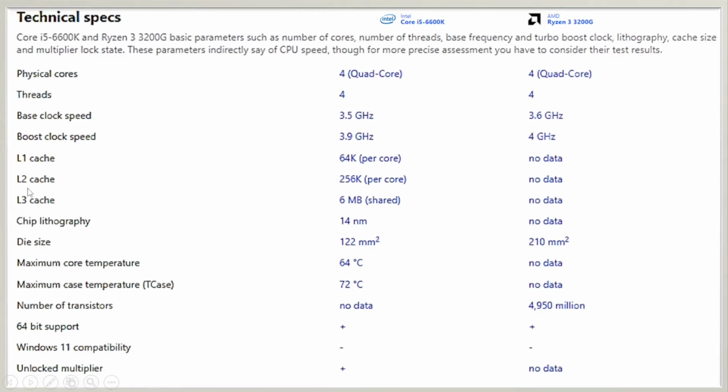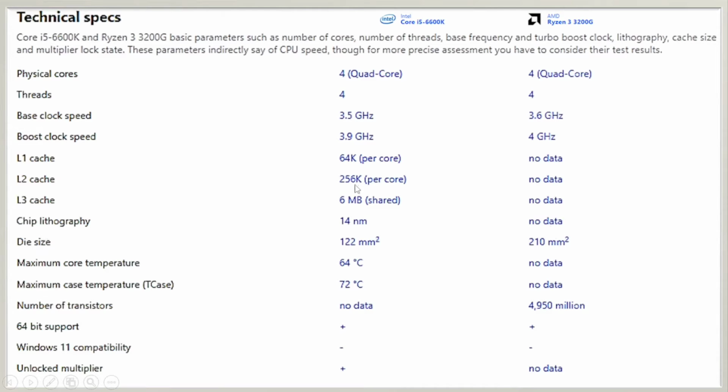in Ryzen 3. In L2 cache, we have 256K per core in the i5, and for L3 cache, we have 6 MB shared in the Core i5, and we have no data in AMD Ryzen when it comes to L1, L2, L3, and chip lithography. So yeah, it also has no data.